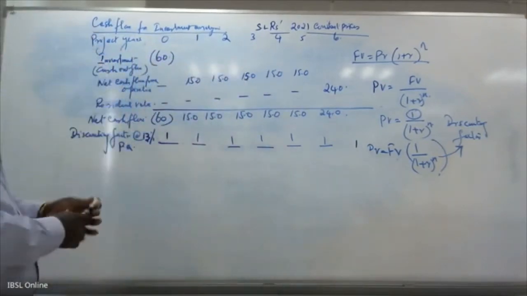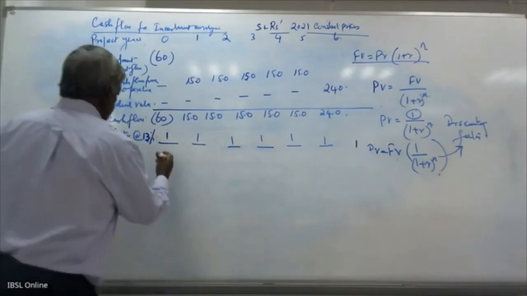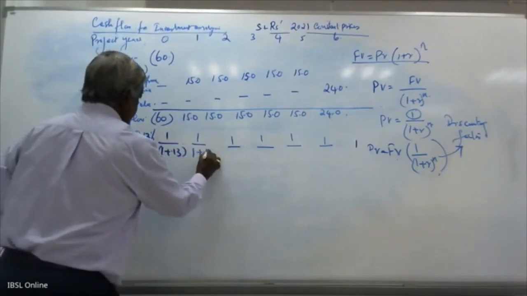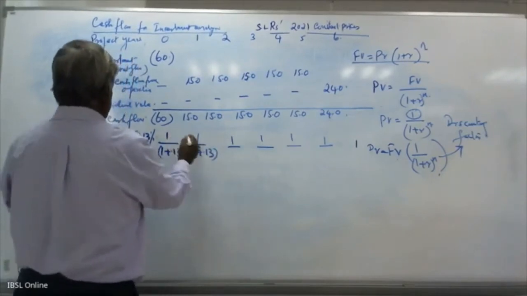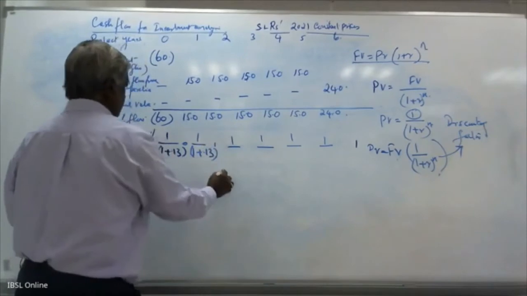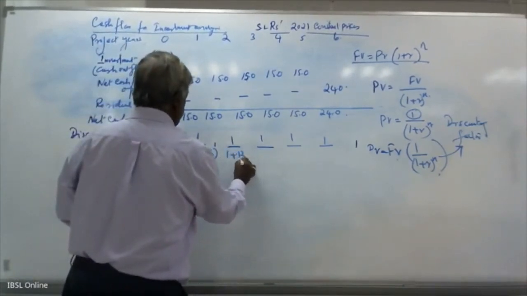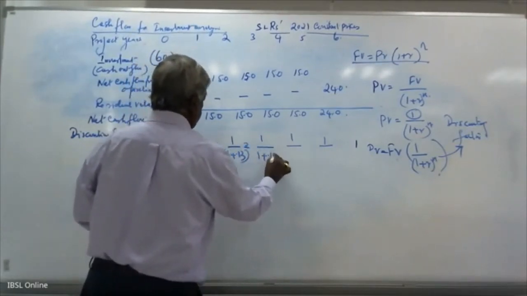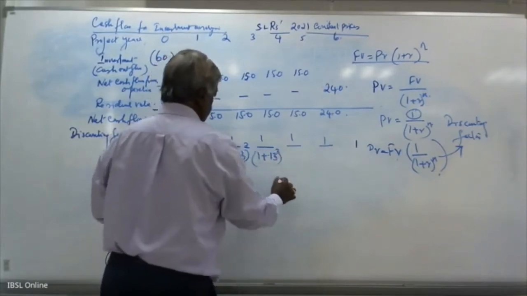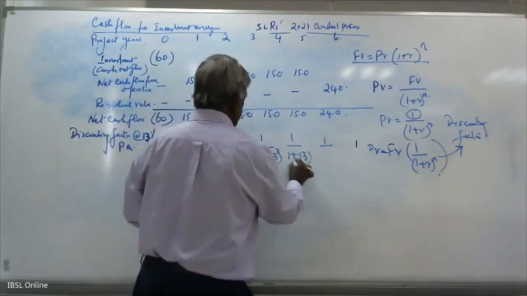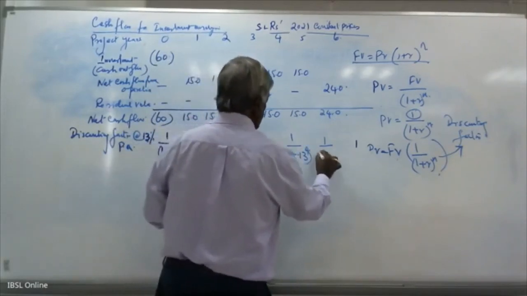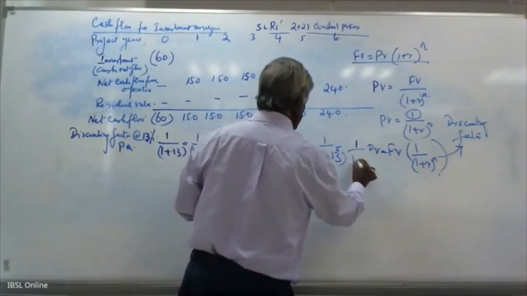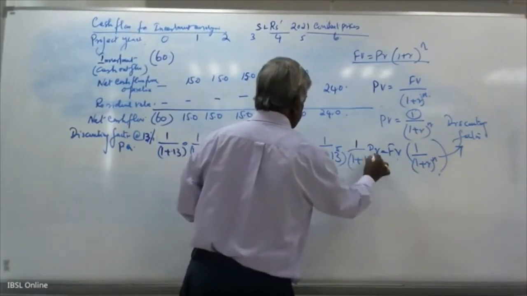So up to this one, all same. Now discount at 13% per annum. 1 plus 0.13, this is year 0, this is 1 plus 0.13 to the power 2, 1 plus 0.13 to the power 3, 1 plus 0.13 to the power 4, 1 plus 0.13 to the power 5, 1 plus 0.13 to the power 6.